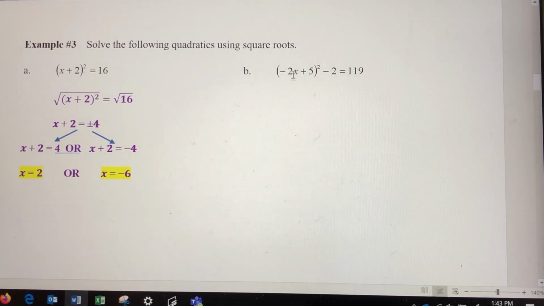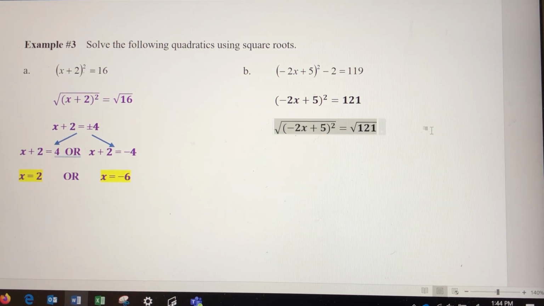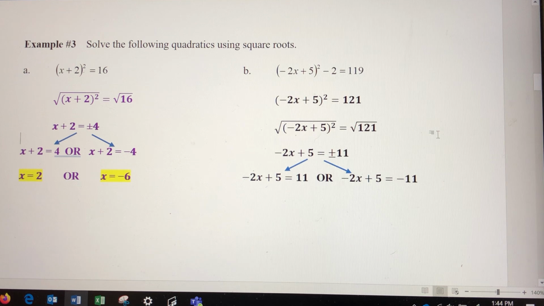Now in B, we don't have our binomial to the second power isolated yet. So I'm going to add 2 to both sides first. Once I've done that, then I can use the square root method. I'm going to take the square root of both sides. So that's going to give me negative 2x plus 5 equals plus or minus 11. So let's break this down into two equations: negative 2x plus 5 equals positive 11, or negative 2x plus 5 equals negative 11.